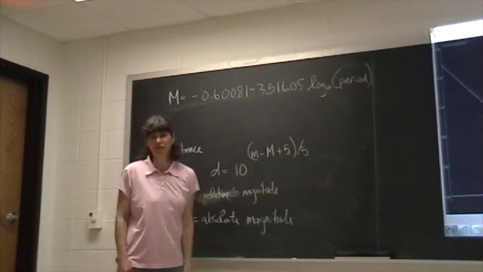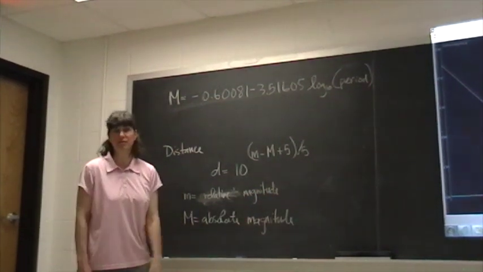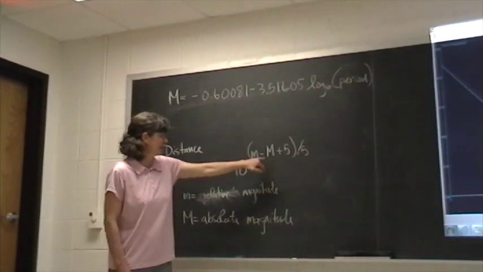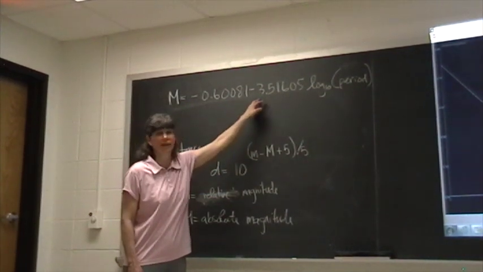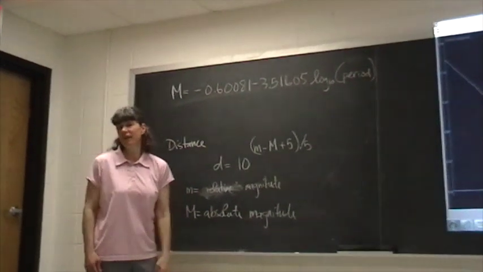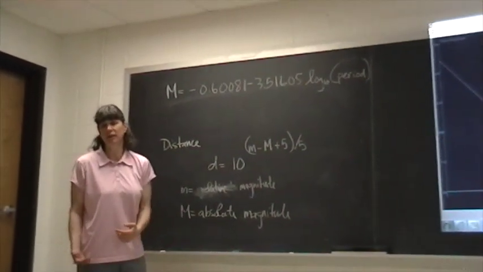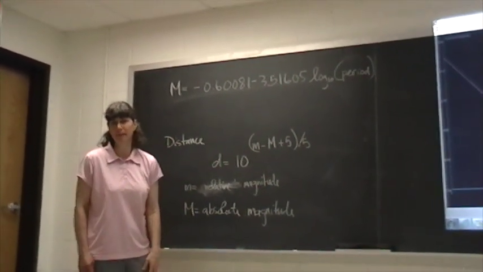This is the same equation we used last week when we were doing spectroscopic parallax. We're just finding the absolute magnitude now in a different way. We're taking the fact that we know Cepheid variables have a relationship between their period and their absolute luminosity.